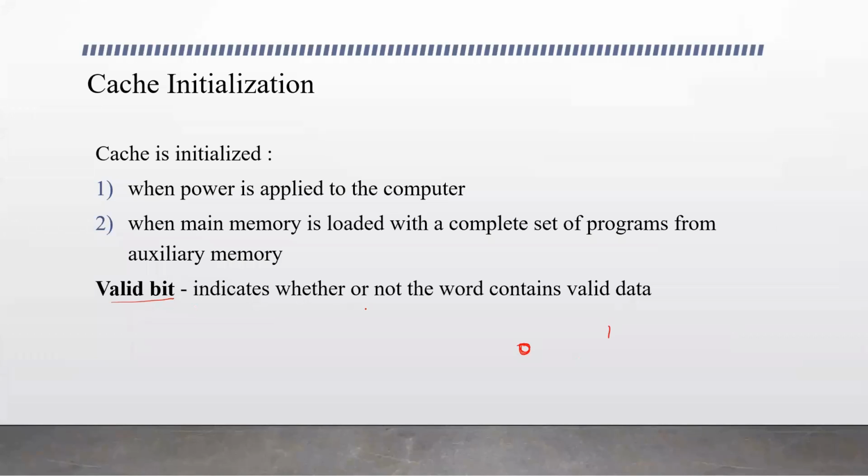So the valid bit indicates whether or not the word contains valid data. When a new program is loaded into main memory and the CPU starts executing that program, the active portion of the program needs to be brought to cache memory for easy access. And once the active portion of the program being executed is loaded into the cache memory, the valid bits are set to 1. So when the valid bit is 1, it means there are active instructions in the cache memory that can be used for the current execution by the CPU.